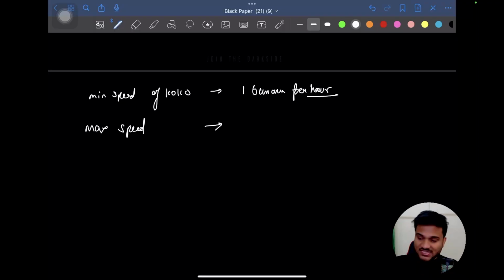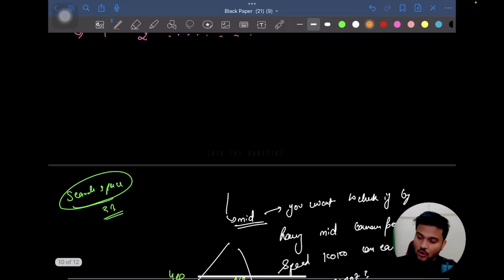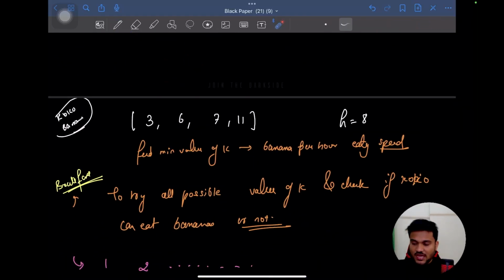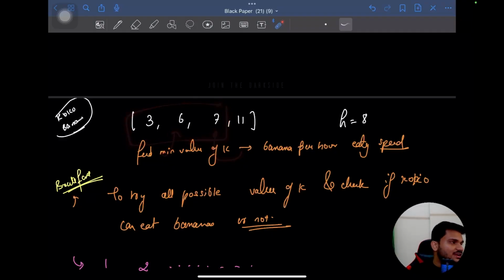Just think about it. Maximum speed can be only max of piles. Why? Just think about it. According to the question, let's say she has 11 bananas per hour speed. Can you see the remaining piles have less than 11 bananas? So she will be able to eat all of them and will not eat anything more than that. So the maximum speed that she can attain logically is the maximum of the given piles, because any speed more than that is overkill.